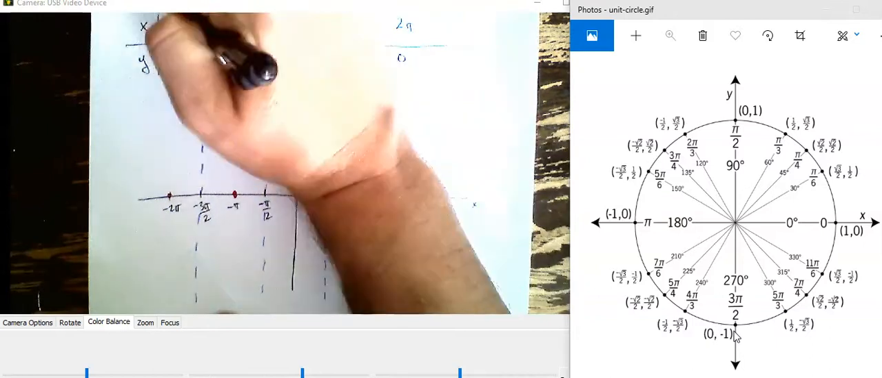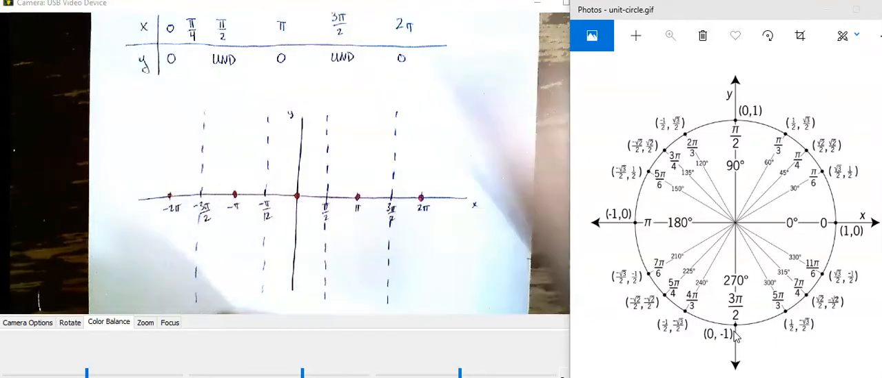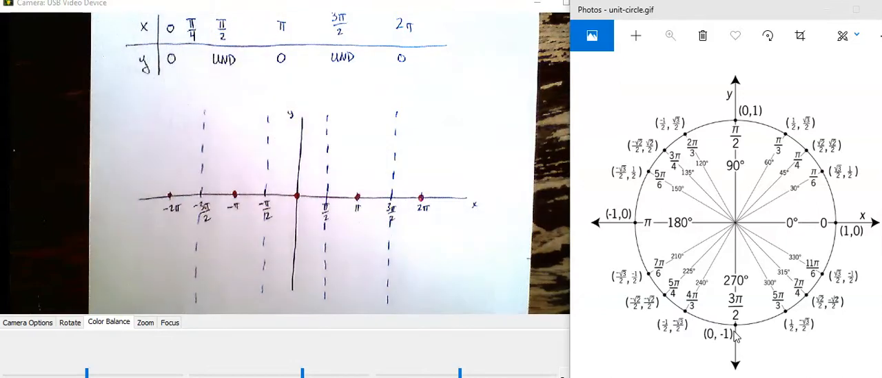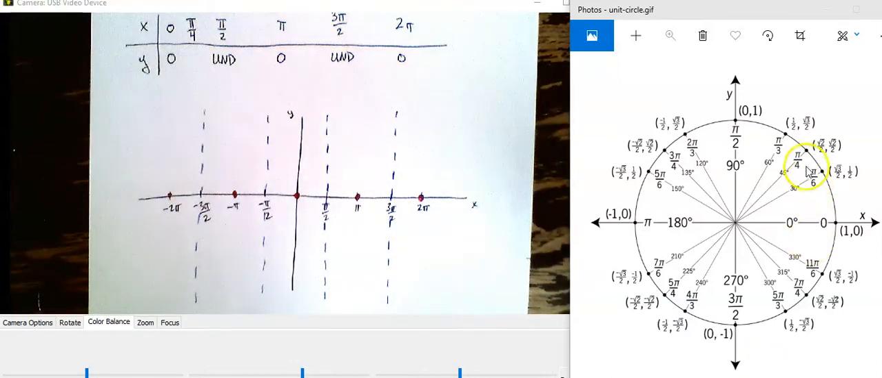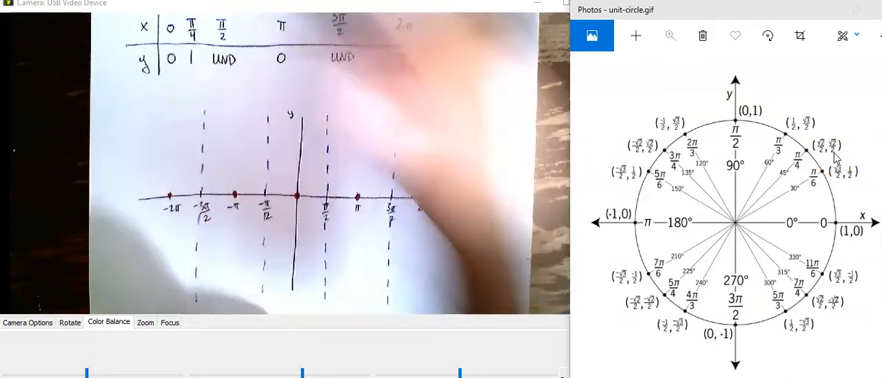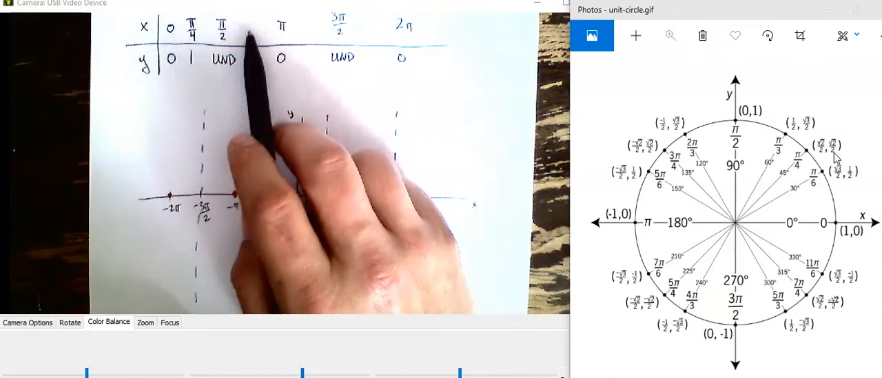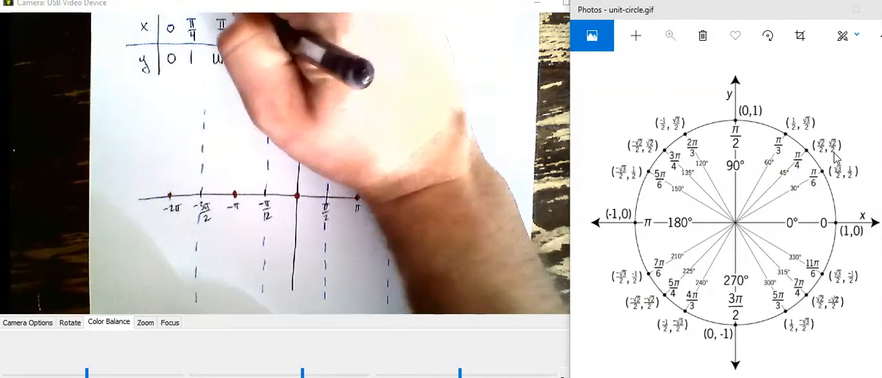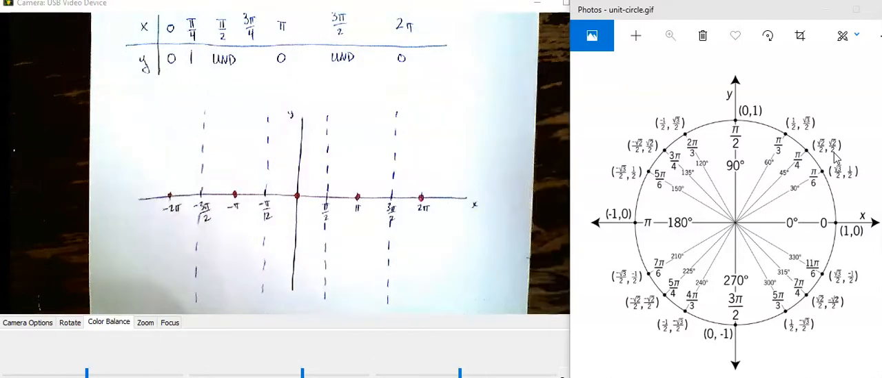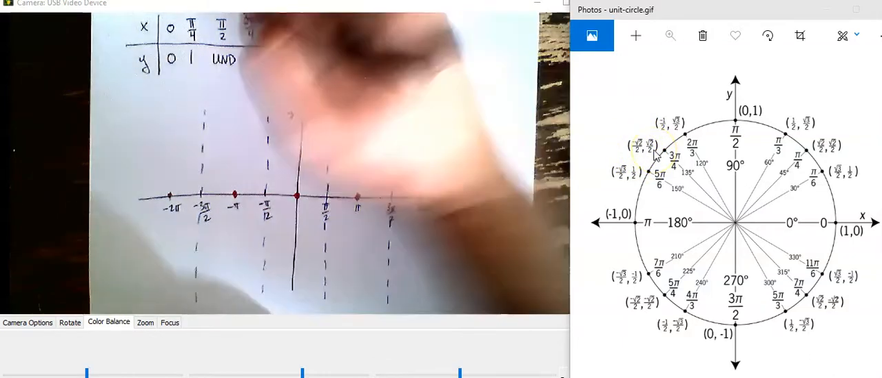So let's try pi over 4. At pi over 4, the values of sine and cosine are the same number. So when we divide them, we'll get 1, right? Root 2 over 2 divided by itself is 1. The next pi over 4 angle would be 3 pi over 4. We have the same makeup of points, except one of them is negative. So root 2 over 2 divided by negative root 2 over 2 will give us negative 1.